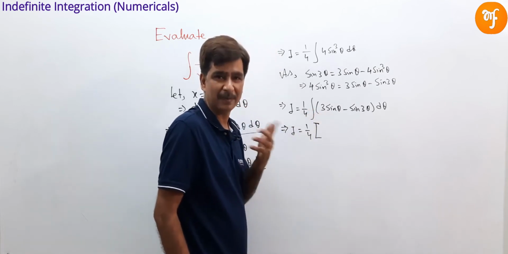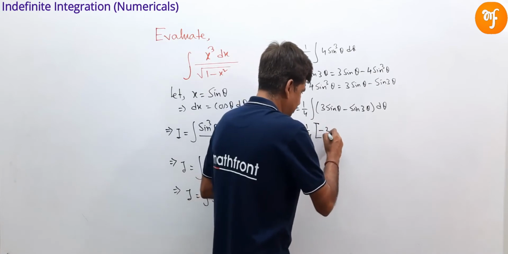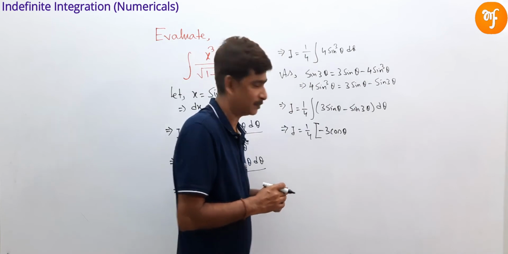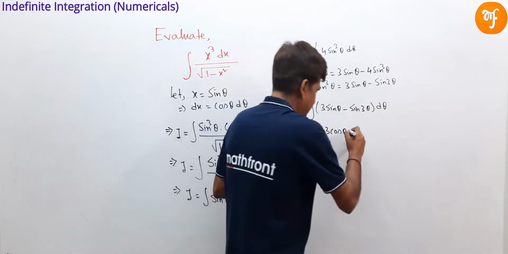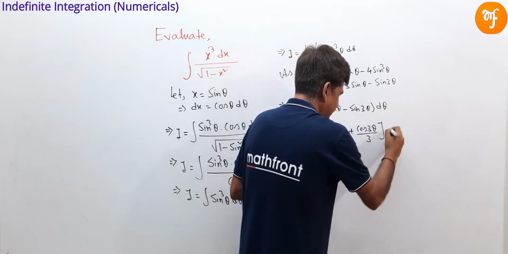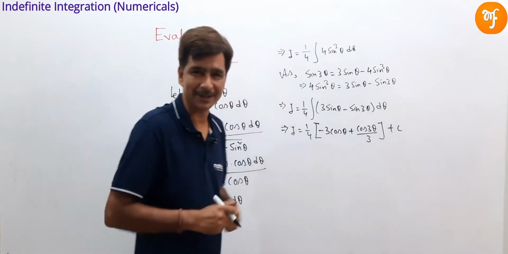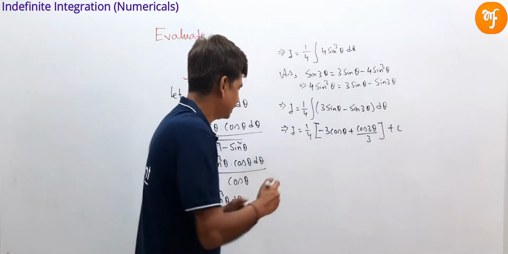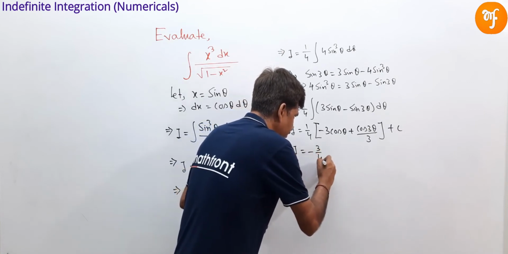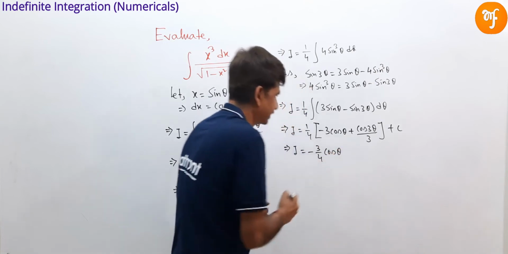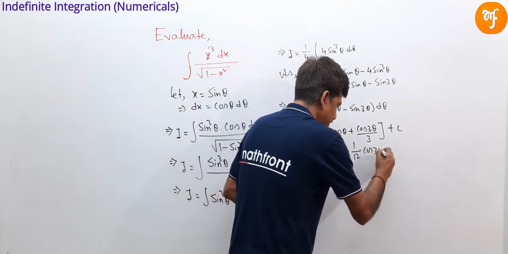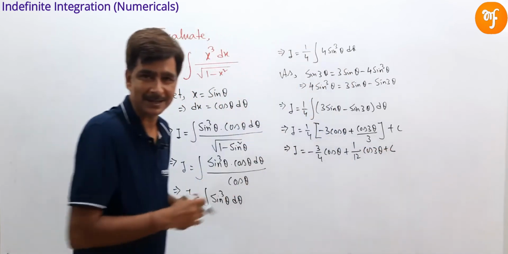Integration of 3 sin theta will be minus 3 cos theta. And integration of sin 3 theta d theta will be minus cos 3 theta divided by 3, so this will be plus cos 3 theta divided by 3 plus c, where c is the integration constant. Okay, let's simplify it. I is equal to minus 3 by 4 cos theta plus 1 upon 12 cos 3 theta plus c. So this is the integration.